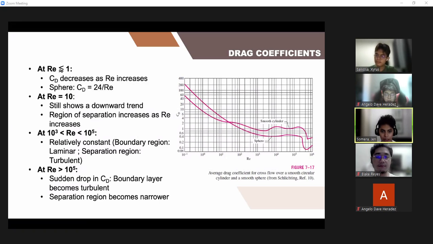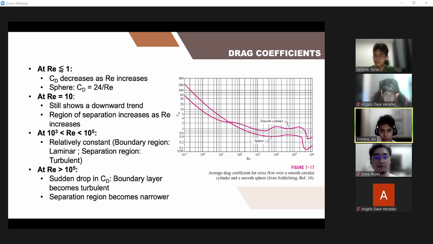Based on figure 7-17, you can see the curve of the drag coefficient versus the Reynolds number. For the lower values of Reynolds number, or Re is less than or approximately equal to 1, it is shown that there is a decrease in the drag coefficient as the Reynolds number increases. With a case of a sphere, the drag coefficient can be calculated using the equation C_D is equal to 24 over the Reynolds number. When the Reynolds number is equal to 10, the separation from the rear of the body starts to occur. This region of the separation increases as the Reynolds number increases as well. This still shows a downward trend when it comes to the drag coefficient.